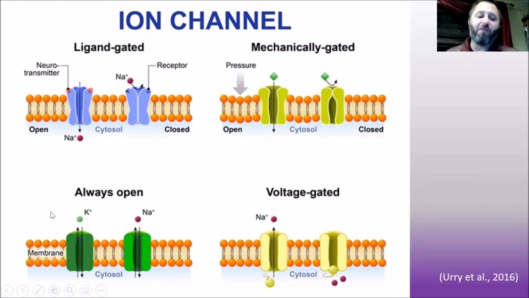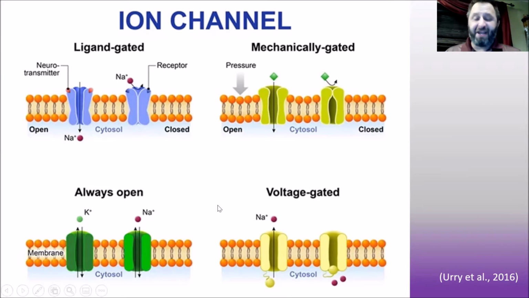And then we also have ion channels that are always open. These ones that are always open allow things to openly pass down a concentration gradient across it. So examples of this would be like the potassium leak channel.